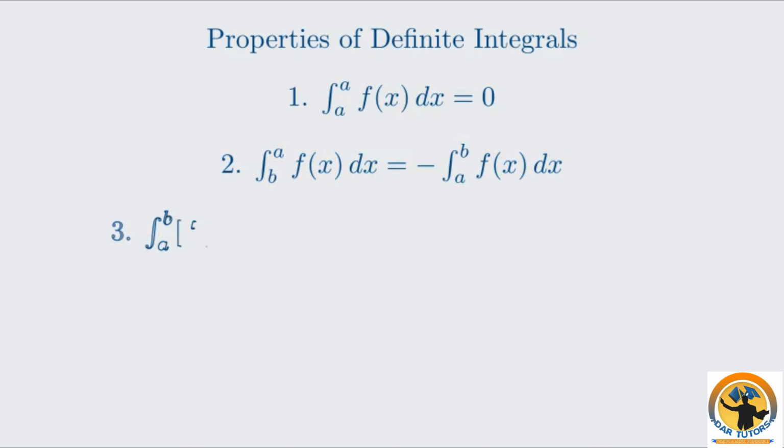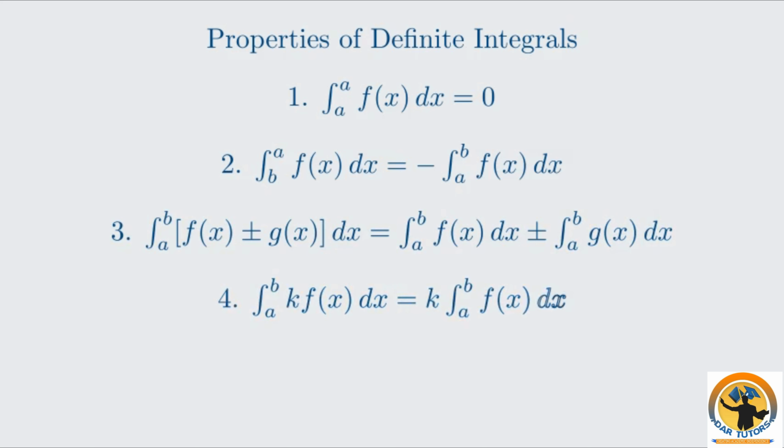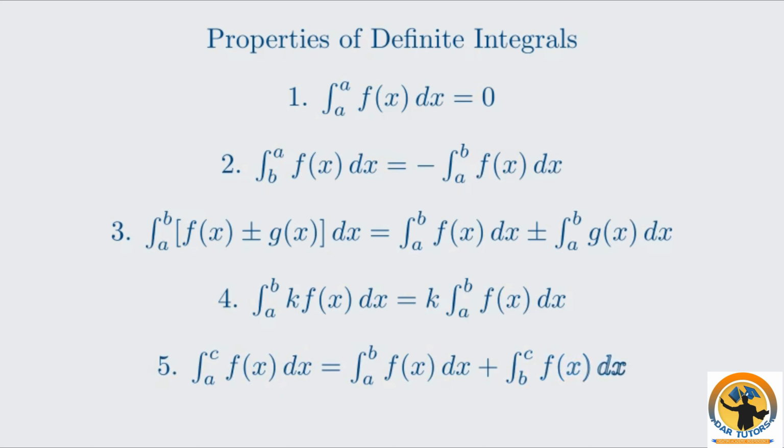Third, the integral of a sum or difference of functions is the sum or difference of their integrals. This is the linearity property. Fourth, a constant factor can be pulled outside the integral. This is another aspect of linearity. Fifth, the integral from a to c can be split into two parts: the integral from a to b plus the integral from b to c. This is the additivity property. These properties are incredibly useful for simplifying and evaluating more complex integrals.